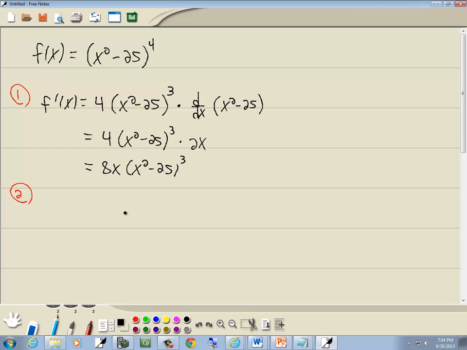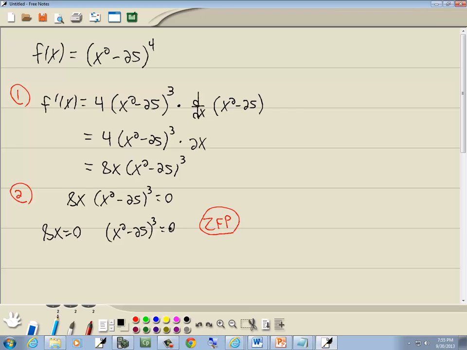Step 2. Set your derivative equal to 0. So we've got 8x times x squared minus 25 to the third power equal to 0. Zero factor property says you've got 0 on one side, you factor the other side, you set each factor equal to 0. So I'm going to set 8x equal to 0, and I'll set x squared minus 25, all to the third power, equal to 0. Now 8x equal to 0, I'll divide both sides by 8, and we get x is equal to 0. So that's our first critical number.